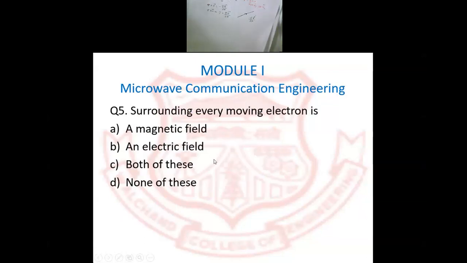Next question: surrounding every moving electron is what? Magnetic field, electric field, both of these, or none of these. Now the answer is here itself. Write down your answer. Yes, thank you. Now if you see, your answer is correct. C is correct.